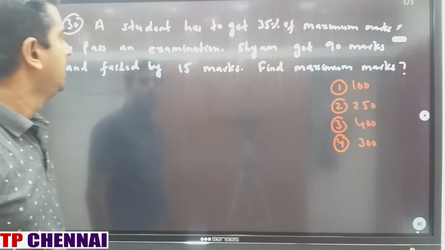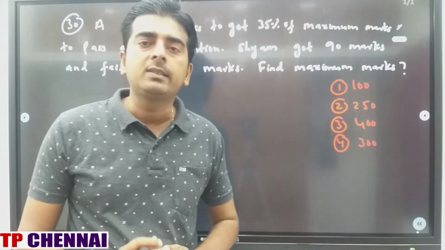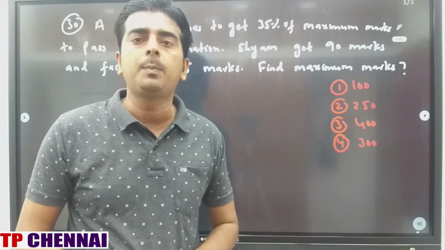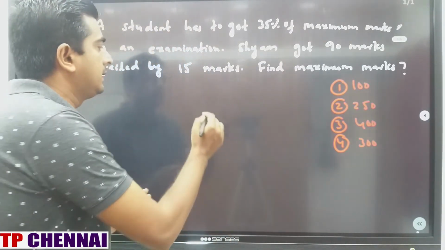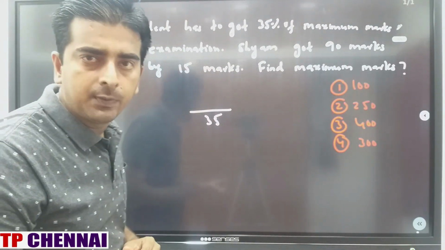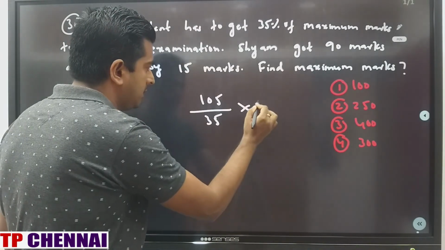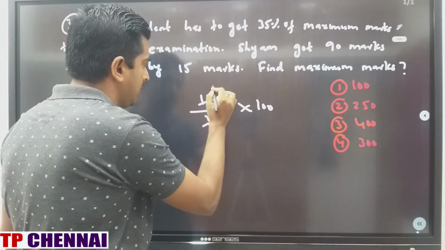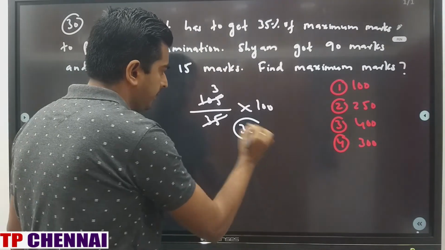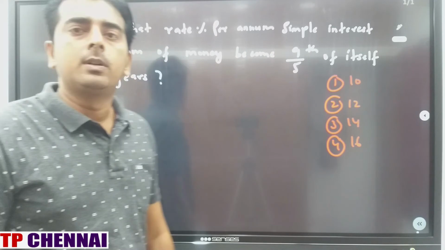Now we'll see 30. A student has to get 35% of maximum marks to pass an examination. Shyam got 90 marks and failed by 15 marks. Find the maximum mark. Shyam got 90 marks. That means if he need extra 15 marks, he would have passed the examination. That means 35 part is how much? 90 plus 15. Because if he get 15 marks extra, he would have passed the examination. So 35 part is 105. Maximum mark is 100 part. So 100 part is how much? 300. My answer is fourth option. So I hope you are clear with question number 30.